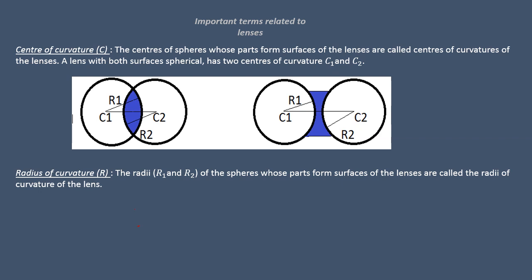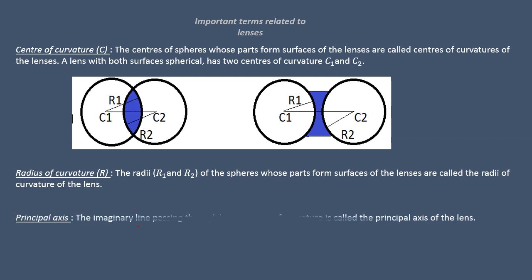So in both cases, center of curvature means the center of the sphere of which the lens is a part, and radius of curvature is nothing but the radius of the sphere of which the lens is a part. I hope you are clear.